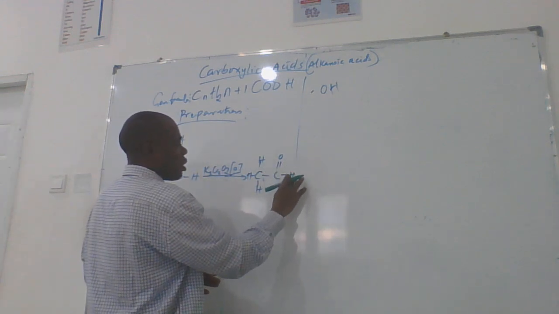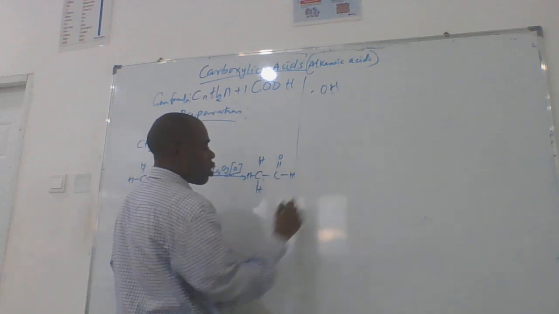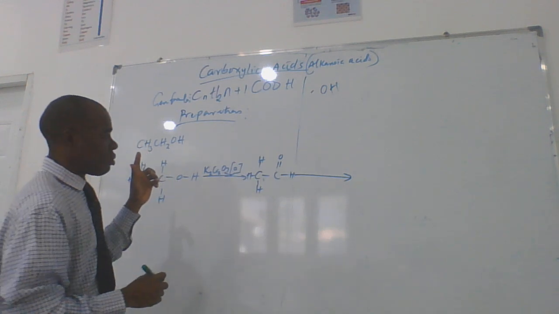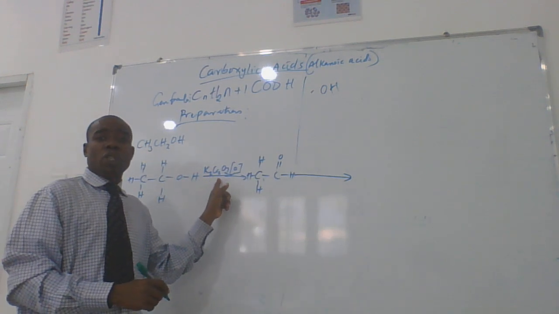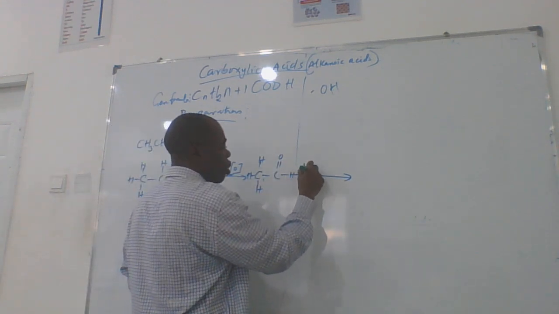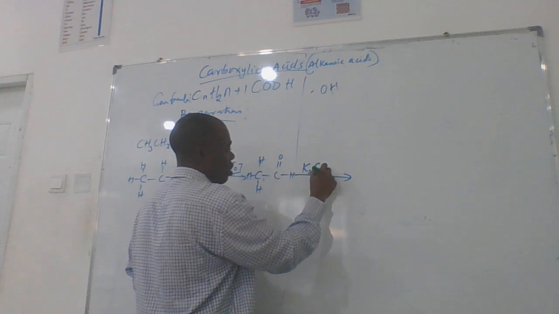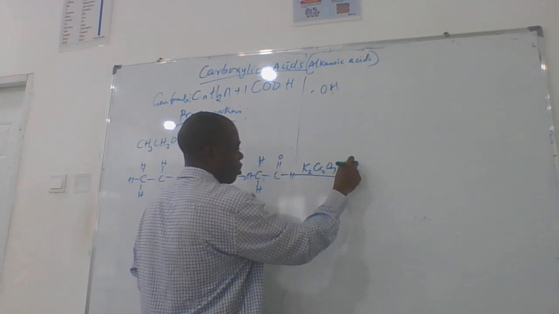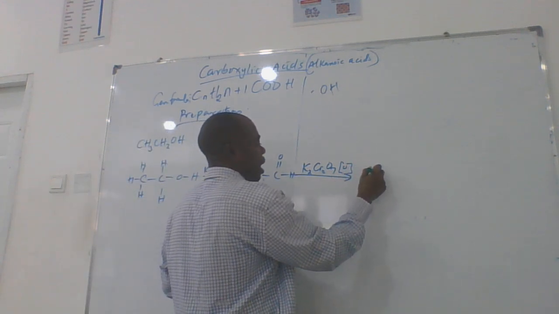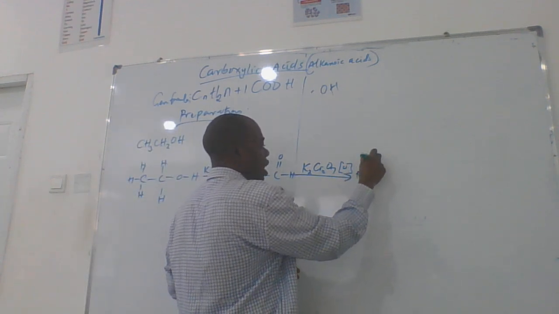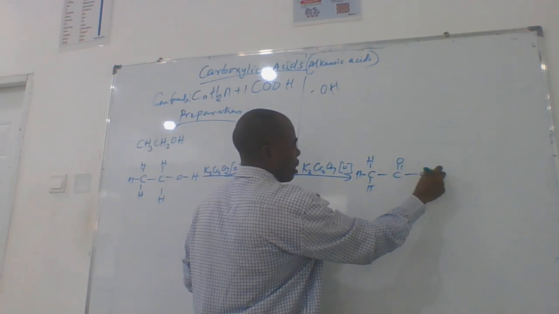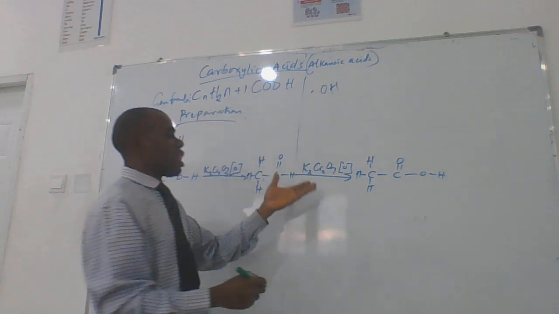Now, to avoid confusion, I'll just continue on the straight line so you can get this particular equation. Now, I'll use the same catalyst again, potassium dichromate(VI), to get to where we are going. This second oxidation now will give us our desirable result, which is the ethanoic acid. So this is our ethanoic acid.